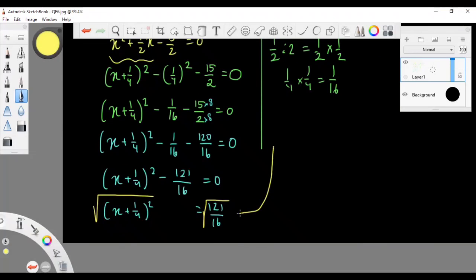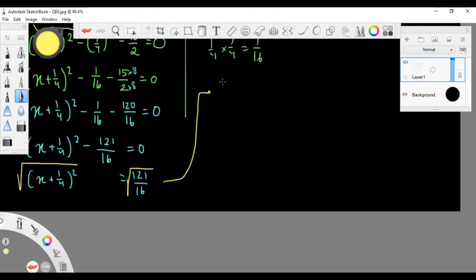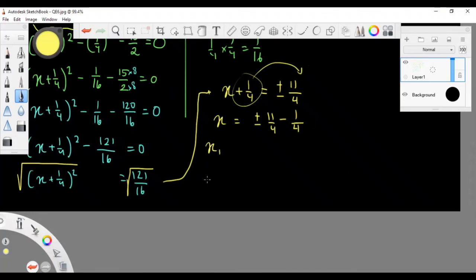We don't have space, so do it on the right side here. You just annihilate the square on the left side, and the bracket also, to make it simple. So x plus 1/4 equals plus or minus the square root of 121, which is 11, over the square root of 16, which is 4. We get x equals plus or minus 11/4, and you put the 1/4 to the other side, becoming minus 1/4. What you can do now is find x1 and x2.